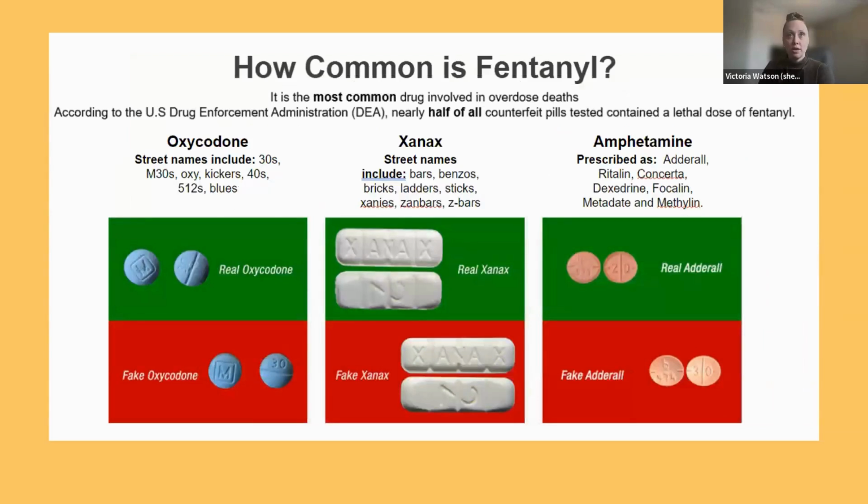This is the last slide I'm going to show here so we can have plenty of time for Q&A. This is the slide that I think is the most alarming for me. This statistic from the DEA is that nearly half of all counterfeit pills they tested and confiscated had a lethal dose of fentanyl. That's a statistic from 2022. These pictures show that it is nearly impossible to tell the difference in a counterfeit pill. They are created in a way that it is almost impossible to know the difference.